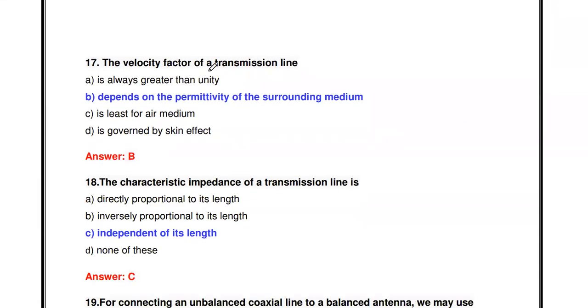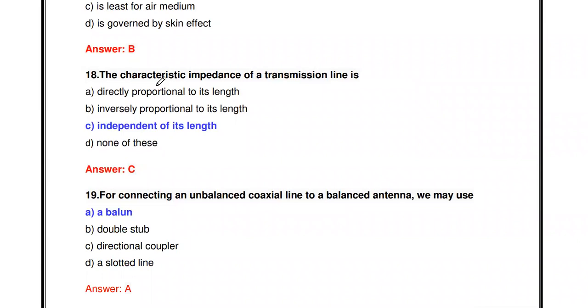The next one, the velocity factor for a transmission line is always greater than unity, depends on the permittivity of surrounding media, is least for air media, is governed by skin effect. The velocity factor for a transmission line depends on the permittivity of the surrounding medium. The next one, the characteristic impedance of a transmission line is independent of its length. So wherever we measure the characteristic impedance, the value should be the same.